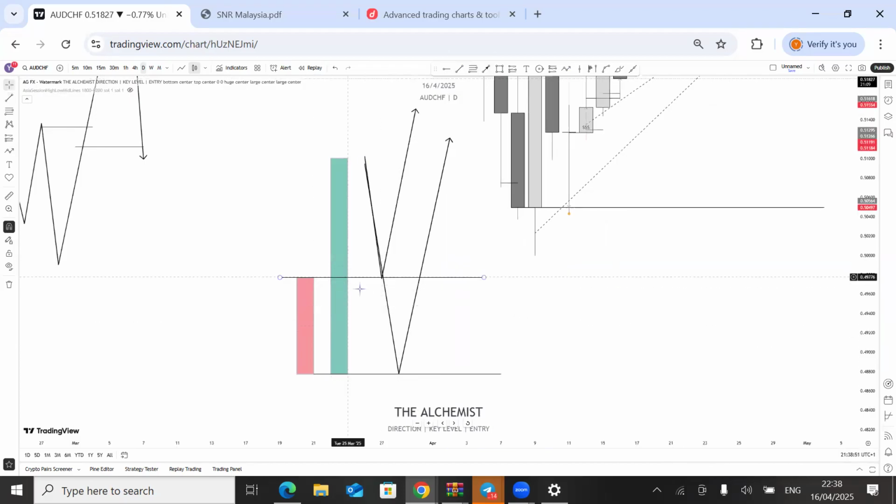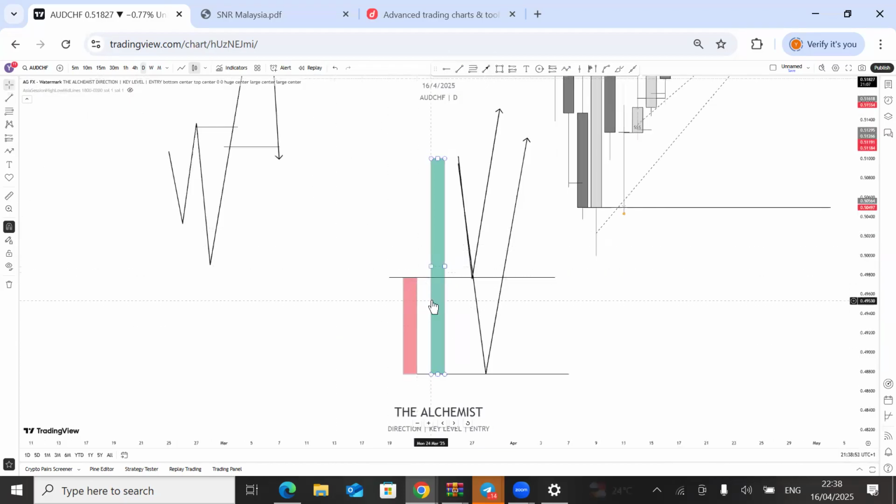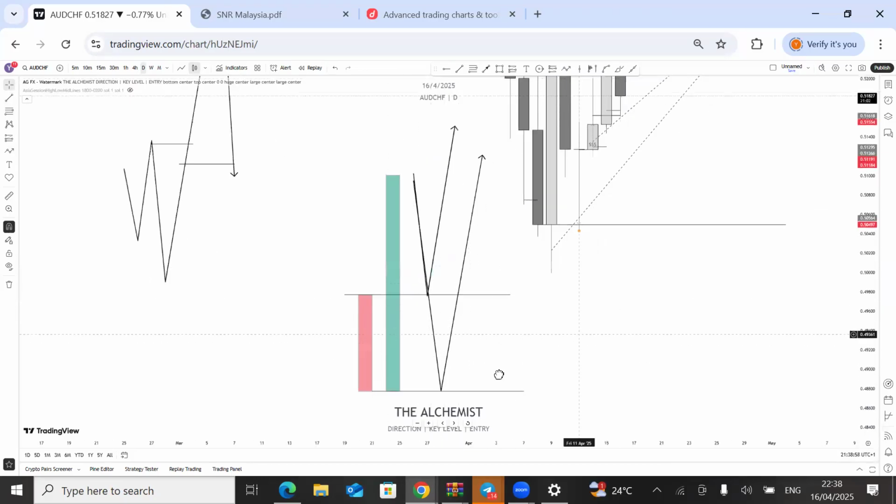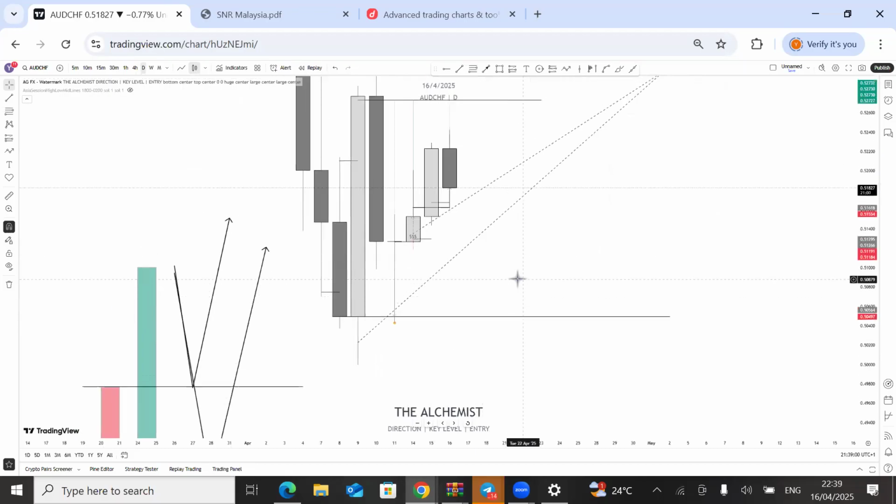Those are key levels you should always take note of whenever you have an engulfing candle, either bearish or bullish, on the higher time frame. You understand? So now, for example, here, hold on a second.